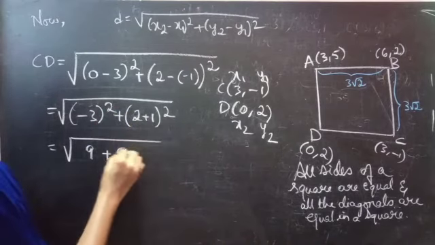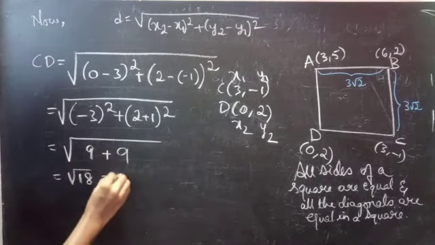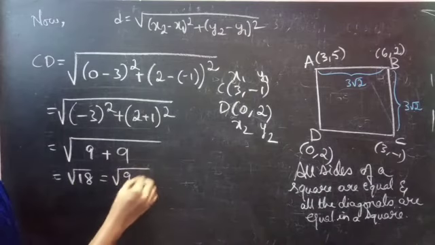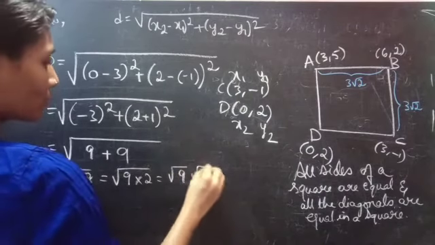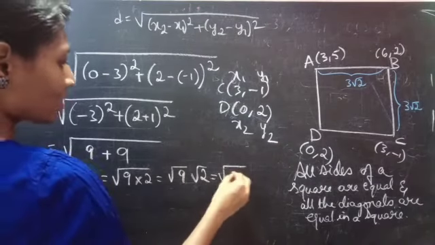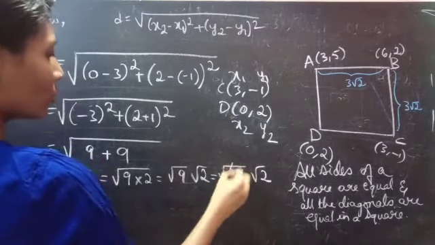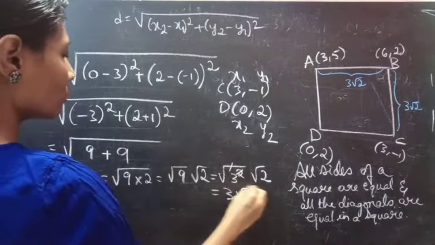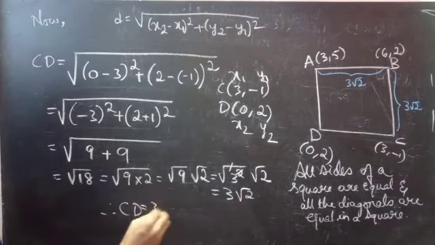So this is equal to the square root of 3 square is 9 plus 2 plus 1 is 3, again 3 square is 9. So this is equal to the square root of 18, which can be written as the square root of 9 into 2, so the square root of 9 into the square root of 2. You can write the square root of 9 as the square root of 3 square, and it cancels. So this is equal to 3 root 2. Therefore CD equals 3 root 2.